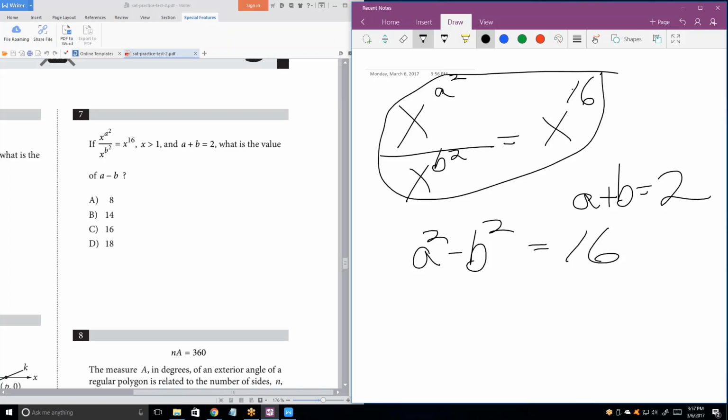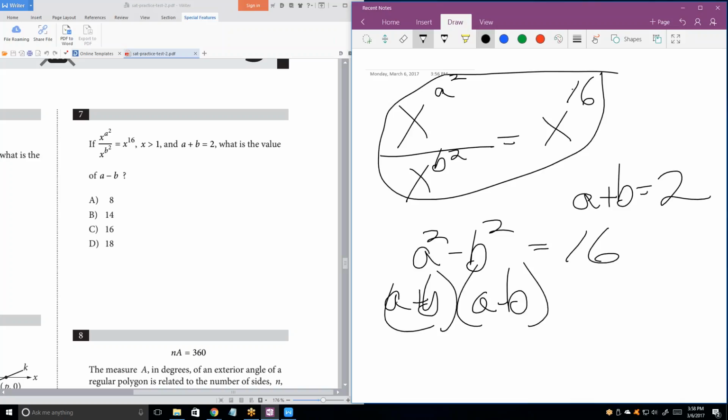Now that's huge, because factor the left. What do you get? Factor the left? Yeah, difference of perfect squares. Always, when you see difference of perfect squares, you can almost be certain that you're supposed to factor. They don't give you difference of perfect squares accidentally. When they give it to you, it means you've got to factor. How does a squared minus b squared factor? A plus b, a minus b.